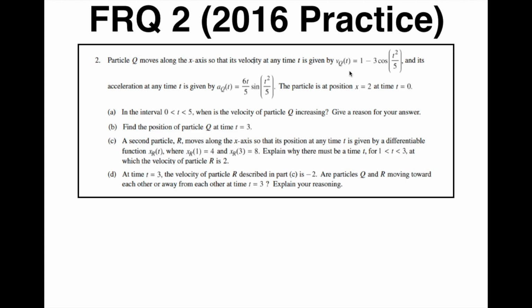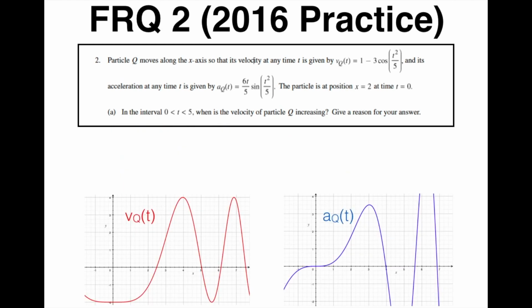So make sure that you use these notations when you discuss the position, velocity or acceleration of particle q or r to make it very clear what you're talking about. Its acceleration at any time t is given by this function a sub q of t, and the particle is at position x equals 2 at time t equals 0. So a, b, c, d, we have to divide 9 points among these 4 questions. Let's jump into question A right away.